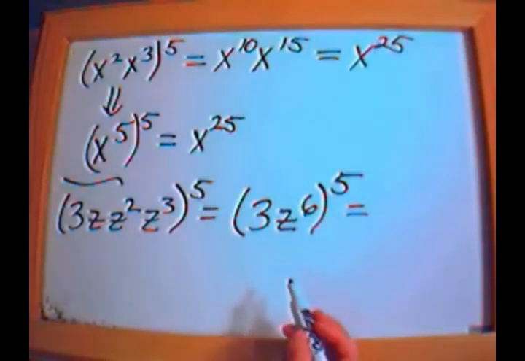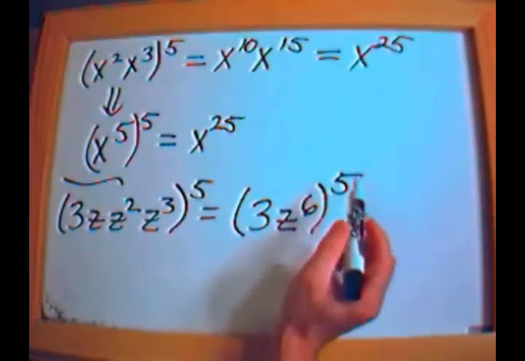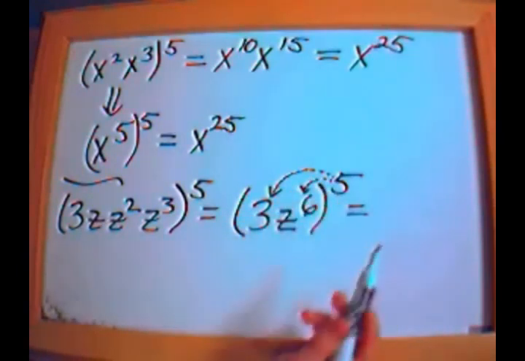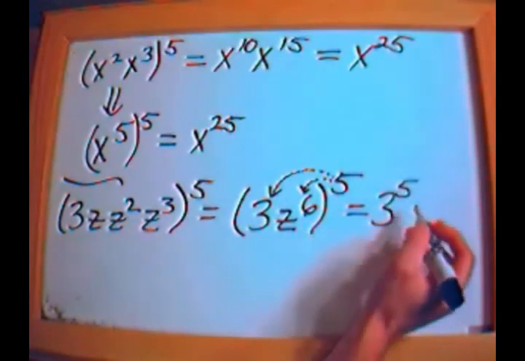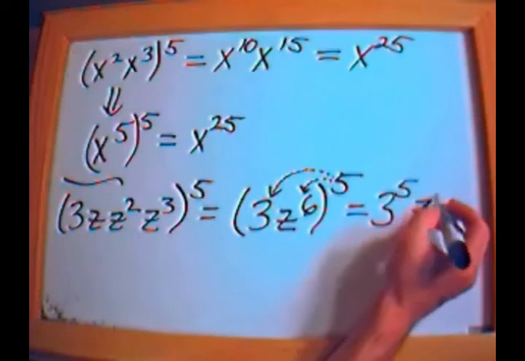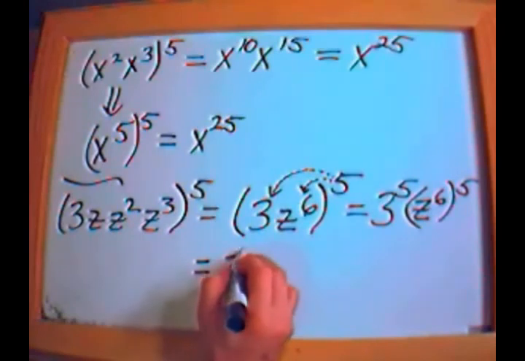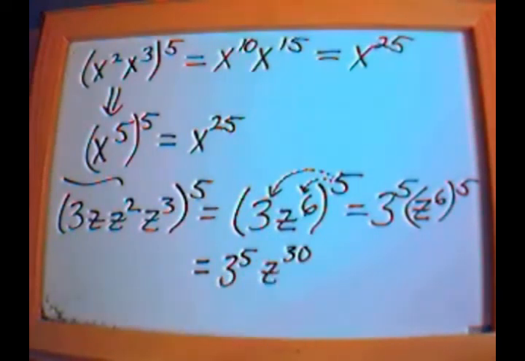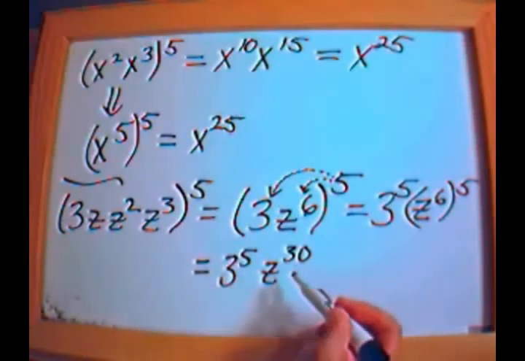Now, in order to simplify this, what I'm going to do is I'm going to multiply, it's sort of the distributive property. This 5 is going to be distributed into the 3, and it's going to be distributed into this z to the 6th here. So I'm going to end up with 3 to the 5 times, and then what I have here is z to the 6th to the 5. And so this is going to equal 3 to the 5 times z to the 30, because 6 times 5 is 30. And you can just do 3 to the 5 in your calculator. So if you're going to really do this, you go 3 to the 5th power in the calculator, and it'll be some number in front of z to the 30th.